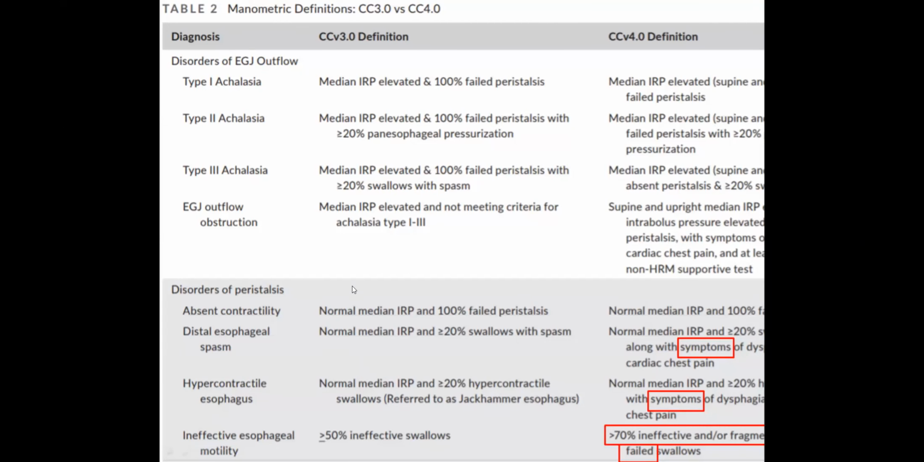Right, so for disorders of peristalsis, coming to it now, basically the only difference here is that they require a criteria of symptoms to be present. So if you pick up a patient without any symptoms, you couldn't really label them as having absent contractility or jackhammer esophagus or distal esophageal spasm, if they don't have any symptoms. And in patients with ineffective esophageal motility, usually the criteria is now, from 50%, they have changed it to more than 70% ineffective or fragmented peristalsis to be called ineffective esophageal motility, and you need to have symptoms.